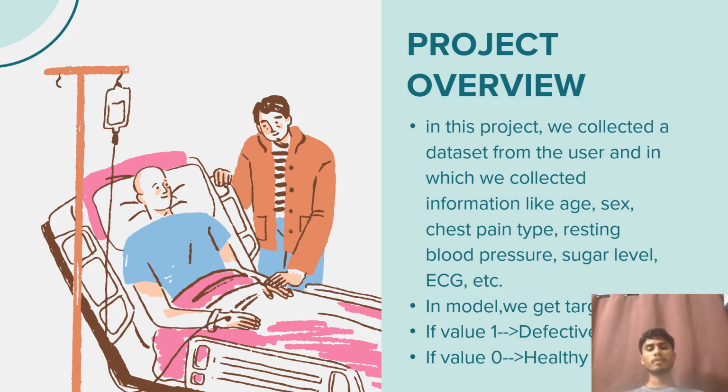After pre-processing the data set, we apply logistic regression and get our target values in binary form, either 0 or 1. If we get the value 1 for a person, we can predict that the person's heart is defective and he or she needs to get diagnosed properly by a specialist. If the value is 0, the person's heart is completely healthy, fit and fine. So this was the basic problem statement and project overview.